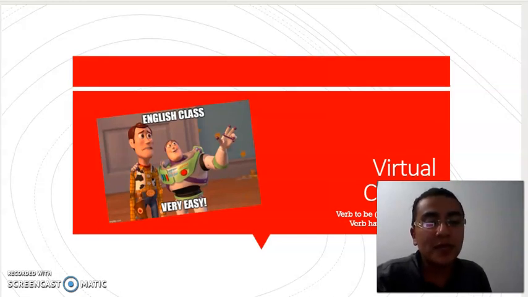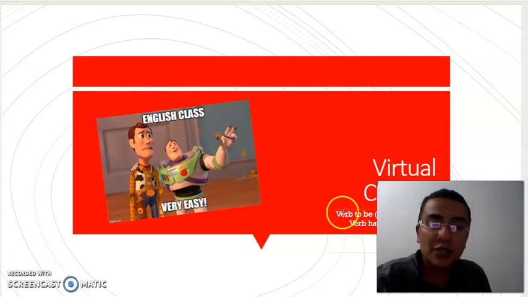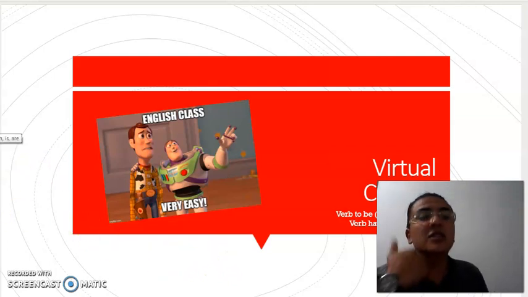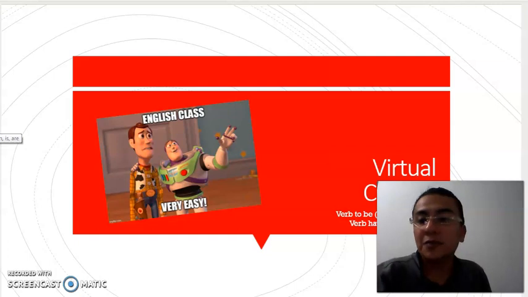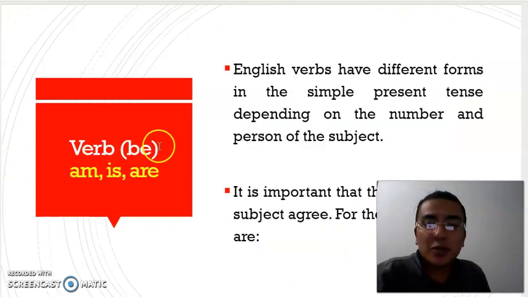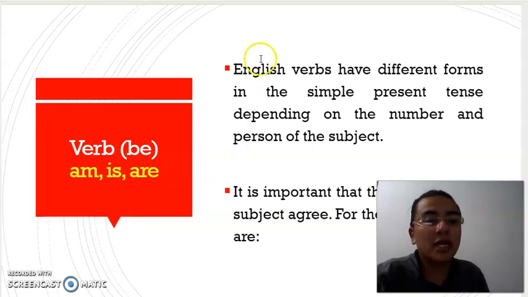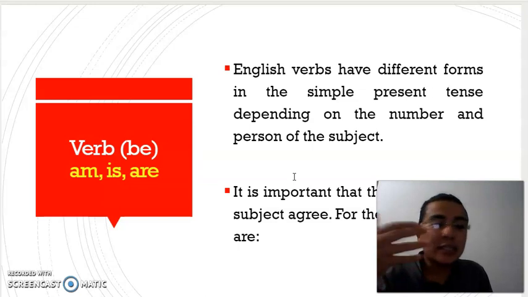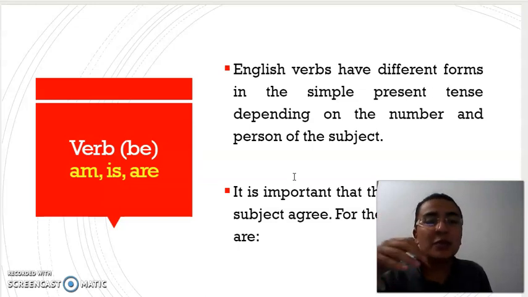Verb to be, singular and plural, as you can see right here. Verb have, and the prepositions. Okay. So let's start with the presentation, and here we go. Now, verb to be. The verb to be is actually three of them, and as we can see right here, it's presented in different forms. The present simple, it depends on the number and the person of the subject.